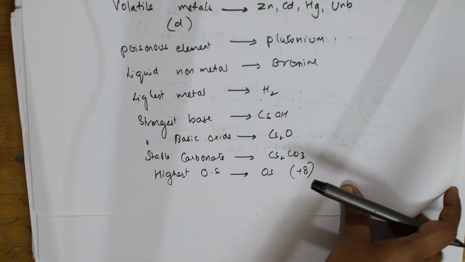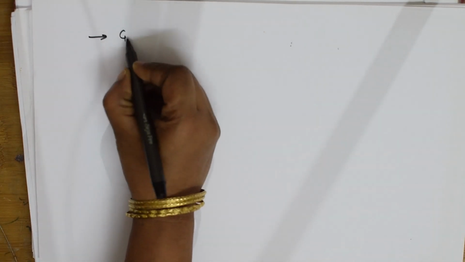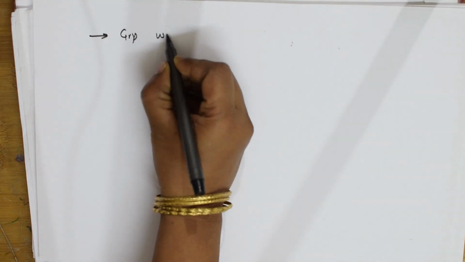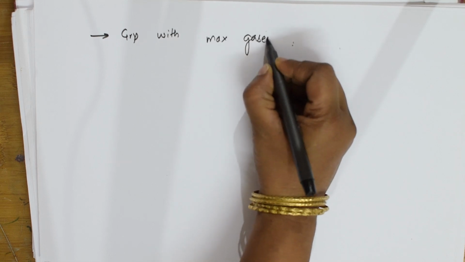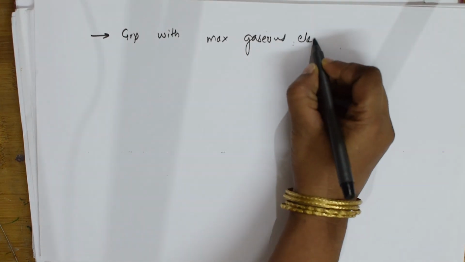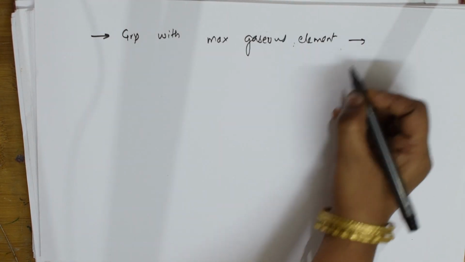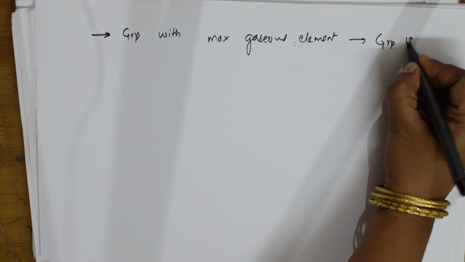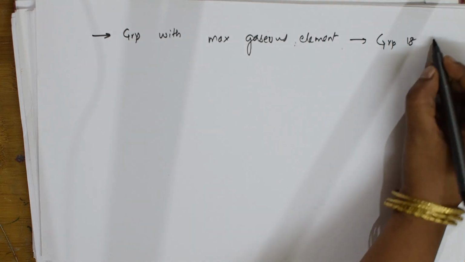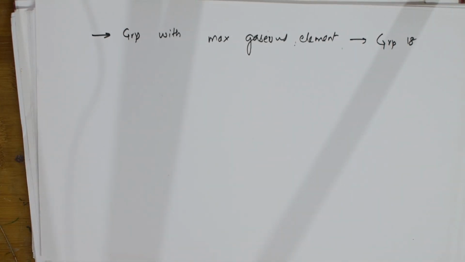Right. So group with maximum gaseous elements. Let us write that. I told 63 facts, so let me cover that. Group with maximum gaseous elements. So which is the group which has maximum gaseous elements? The group is the last group, that is group 18 elements. So group 18 is the group which has the maximum gaseous elements. What do you call it? It is nothing but zero group. Helium, neon, argon, krypton and xenon.